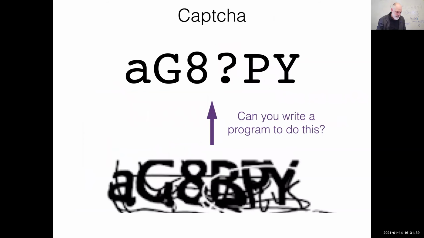How about this one? Okay, this one is going to get all sorts of deep learning people hot and bothered, right? So can you write a program to go from the bottom thing, a CAPTCHA, to the top thing, which is a parsed correct interpretation of the letters in the CAPTCHA?